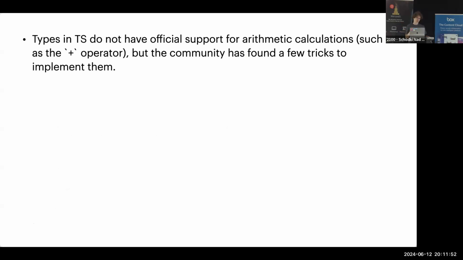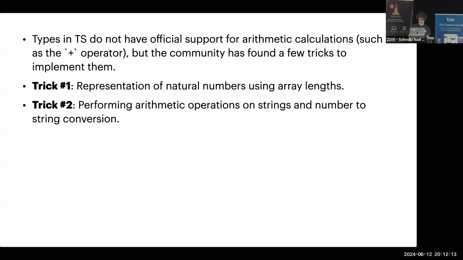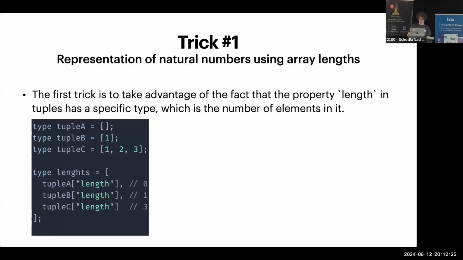Arithmetics on types is kind of a gray area. There's no official support for it. There's no built-in operator to do addition or subtraction on types. However, that didn't stop the community from finding clever ways to achieve that. The first trick will use array lengths to represent natural numbers, and the second trick will involve converting back and forth from string to number representation. So let's start by looking at the first trick.